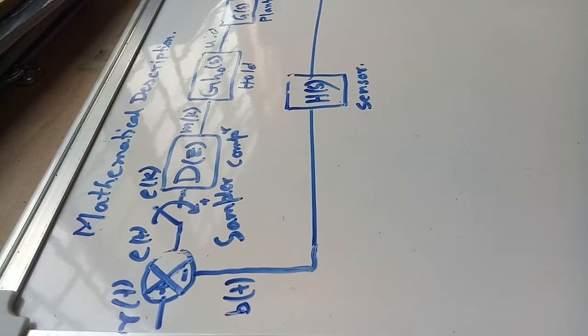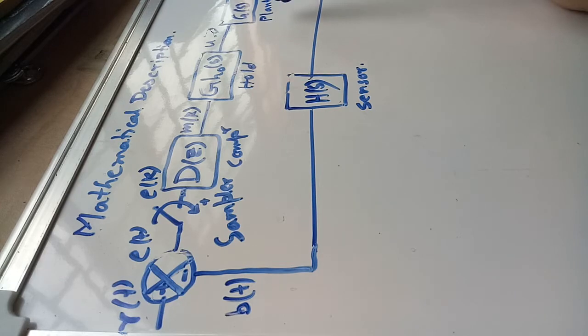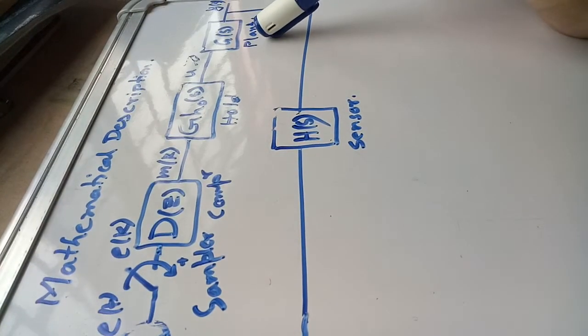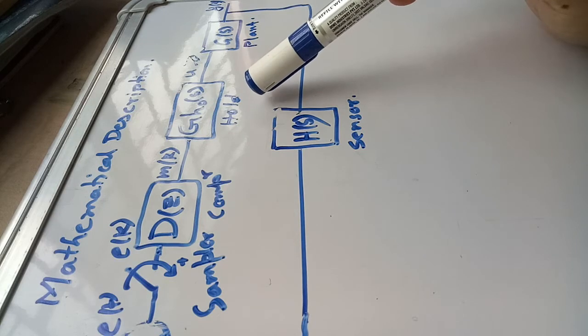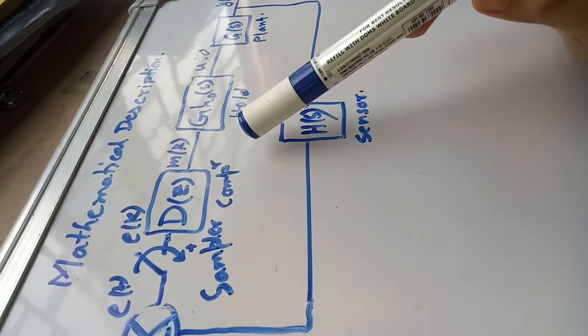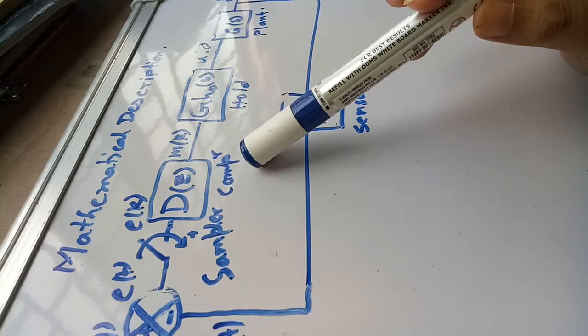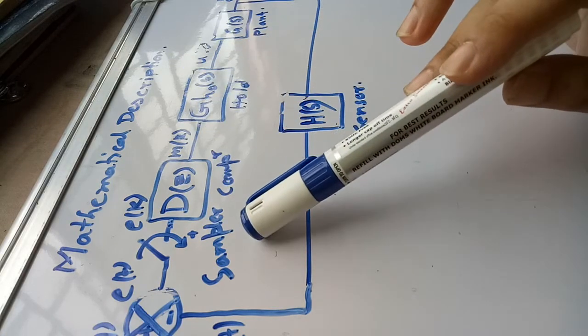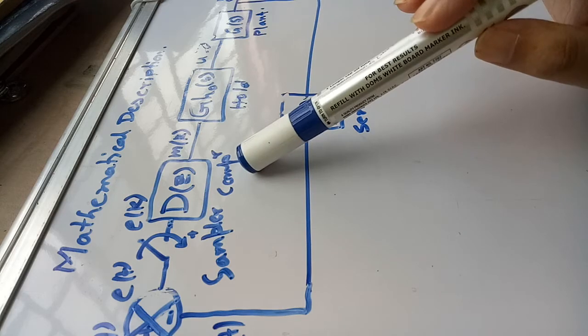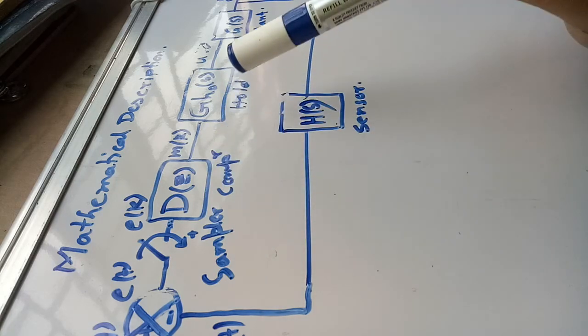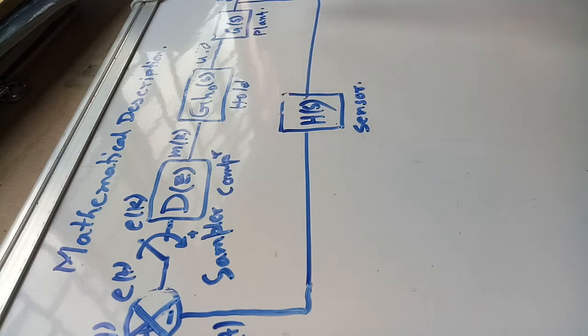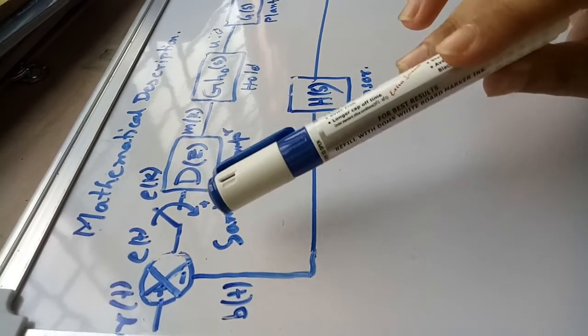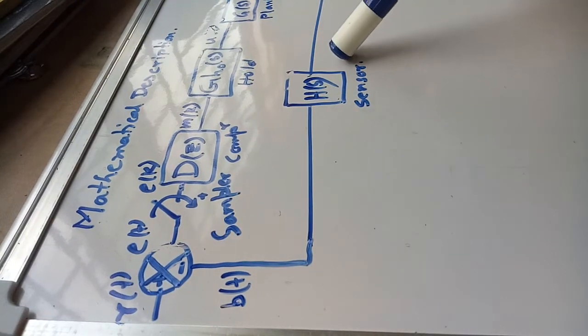Now we will see the mathematical description of the digital control loop. As you see, this is our plant, this is the whole circuit, this is the sampler, this is the computer, and this is the sampler. Means this is the digital controller, this is the sampler, this is the hold circuit, and this is the plant. Okay, this is your error detector, this is your sensor.